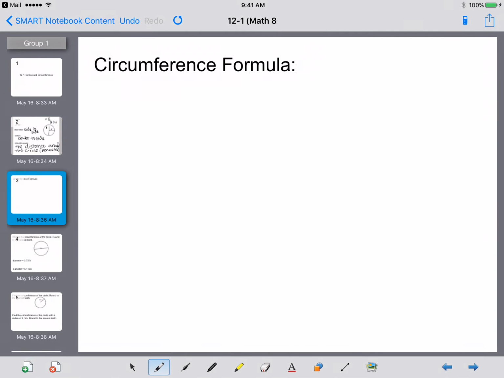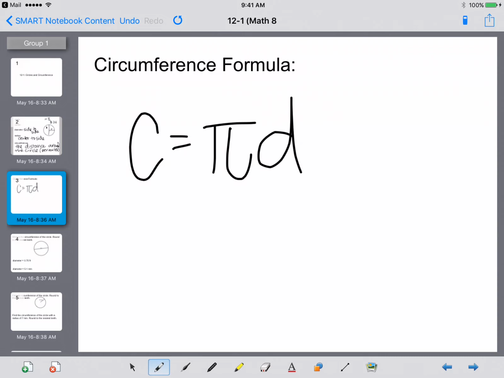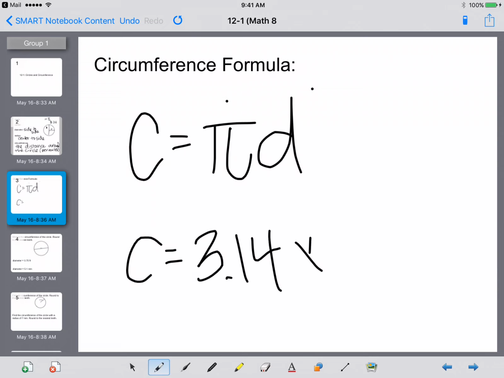So the circumference formula is the circumference equals pi d. So it's pi times the diameter, so 3.14 times the diameter.